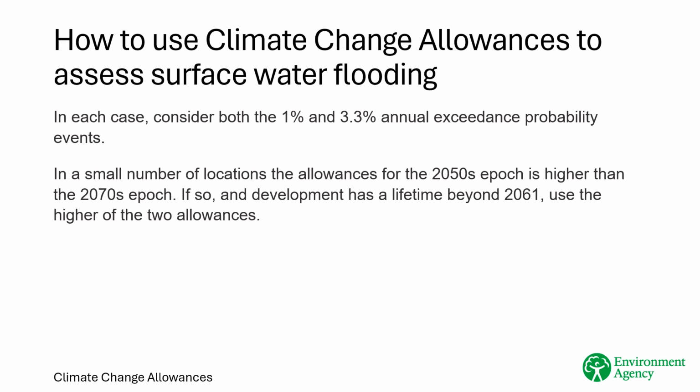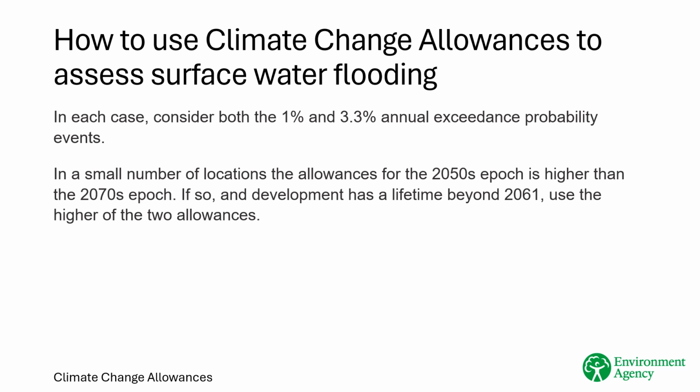In each case, the assessment will need to consider the impact on both the 1% and the 3.3% annual exceedance probability events. In a small number of locations, the allowances for the 2050s epoch is higher than the 2070s epoch, and in those locations where the development has a lifetime beyond 2061, you should use the higher of those two allowances.